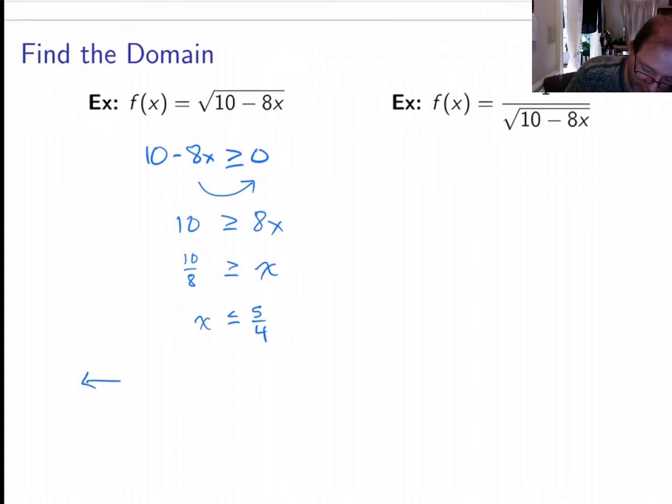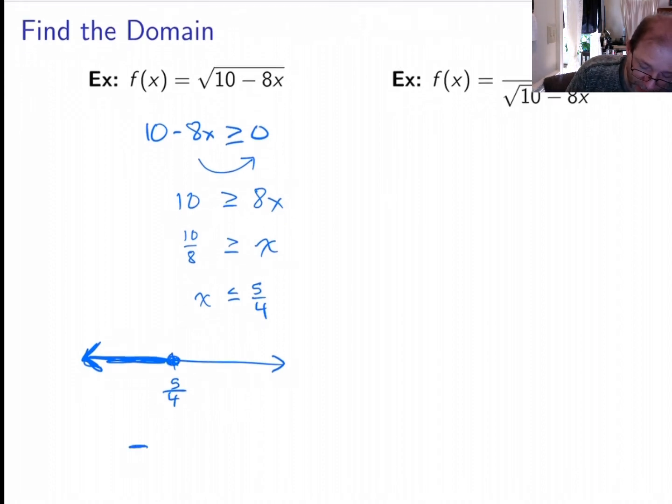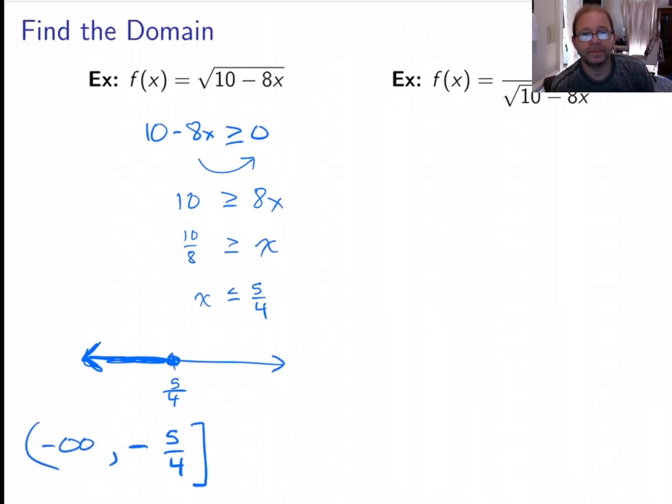So that's everything from 5 over 4. X has to be smaller than that, so that's all the stuff down here, and it's or equal. Oh, wait, that's the top end, so that's my upper end point 5/4. My lower end point of the domain is negative infinity.